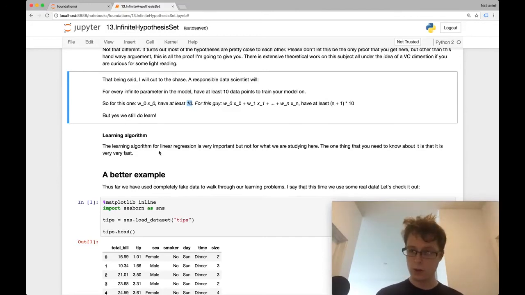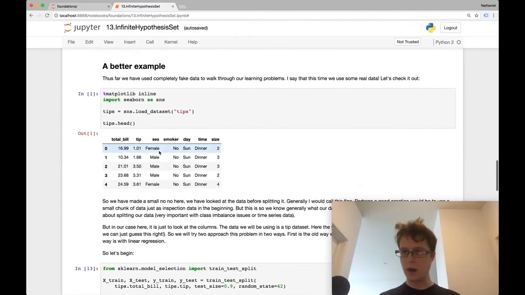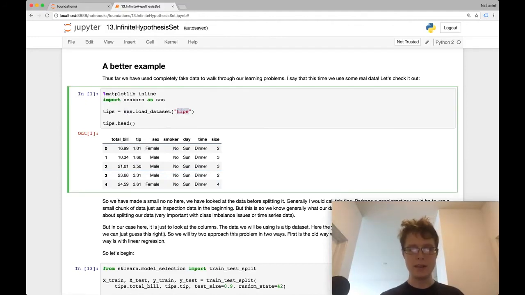Okay, so we've learned linear regression. This is our first infinite hypothesis set that we've dealt with. I've done a lot of hand waving here, but there will be some things that I will not hand wave, and this will be down below. So let's go ahead and do our first real learning problem. I've downloaded a data set here, and this is the Seaborn data set. It's the one that they use for their visualizations, and it is a tip data set.